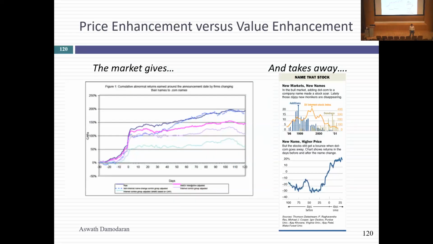So let's talk about value enhancement. I told you value enhancement and price enhancement are not necessarily the same thing. I'm going to show you the results of two studies from a long time ago, separated by about 5 years, to illustrate this point. The first study was done in the late 90s. Title of the paper, I think, was A Rose by Any Other Name. And what they did was they picked a group of companies, I think 60 plus companies, that changed their names in a very specific way.